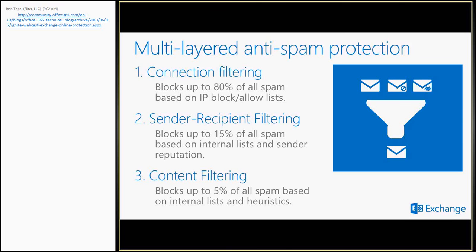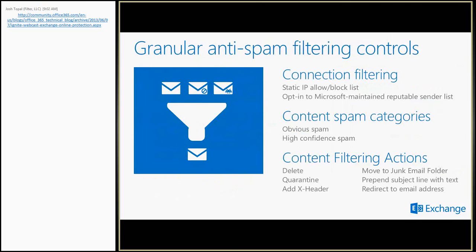So to go into some of this in a little bit more depth then, the connection filtering, really this is based around IP allow and block lists. Now, of course, we've got our rule lists, but as far as you as an end customer goes, you can of course come in and set up your own lists here. So you can opt to use the Microsoft maintained reputable sender list. That's something which means that we can happily trust mail coming from various locations and just have that come through.